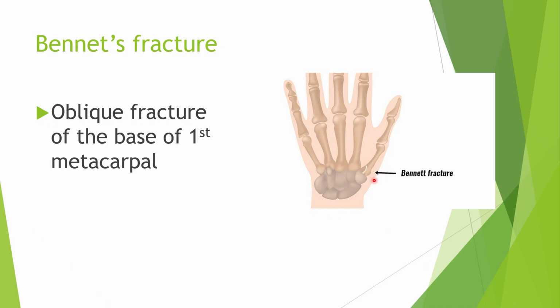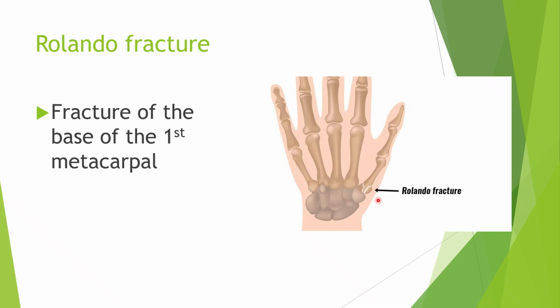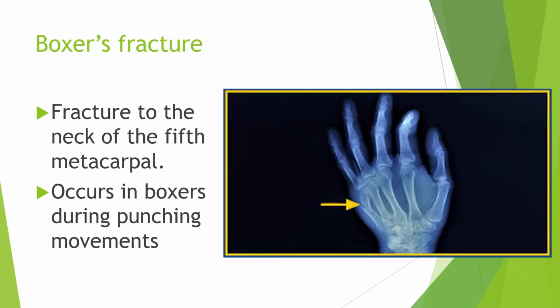Bennett's fracture is the oblique fracture at the base of the first metacarpal. Rolando fracture is also a fracture of the base of the first metacarpal. Boxer's fracture is the fracture of the neck of the fifth metacarpal. The arrow is pointing towards it. This occurs during the punching movements of the boxer.